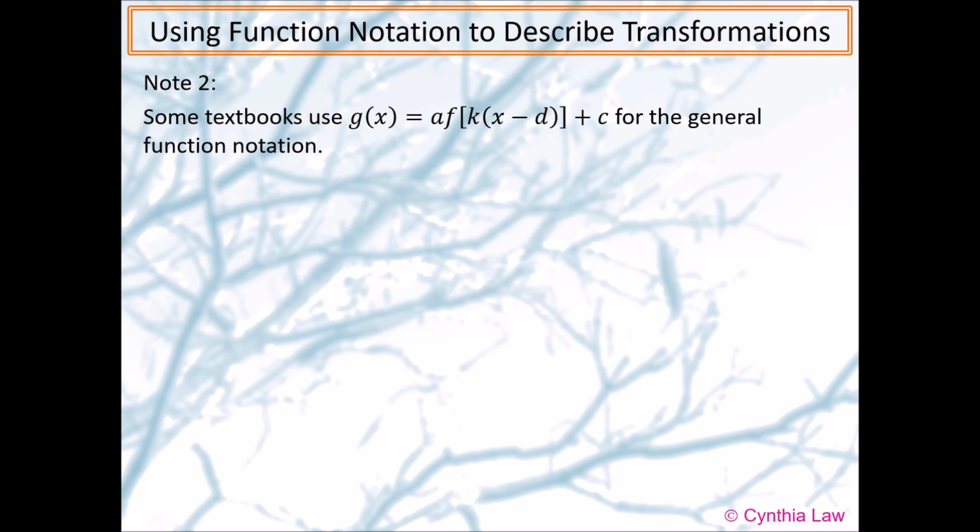So with that note, you will notice that some textbooks use a different formula to describe the general function notation. So instead of the one that I showed you on the previous slide, they would use g of x equals a multiplied by f at, open square bracket, k, open round bracket, x minus d, close round bracket, close square bracket, plus c for the general function notation. Now in this case, when we describe the horizontal stretch or compression, we need to use 1 over k. So if we're multiplying in the function notation, when we describe it using the mapping notation, it is still the opposite operation. The opposite of multiplication is division, so we use 1 over k.